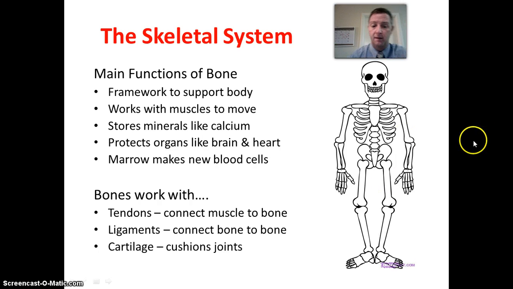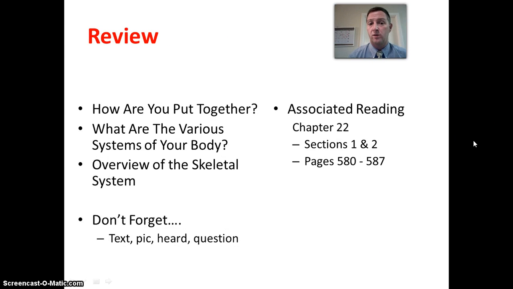All right, so quick review. You want to leave this video knowing or having a better sense of how you're put together and what the various systems are of your body, and a general overview of what the skeletal system is.